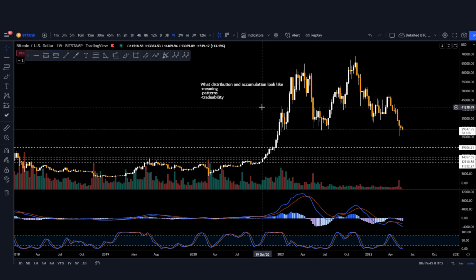Today I want to talk about what distribution and accumulation look like visually, what they mean, what kind of patterns are the most common ones, and how you trade them. As you may or may not know, I am trading price action only, in the sense that I'm primarily looking at price action, so support and resistance, or in other words, accumulation and distribution.